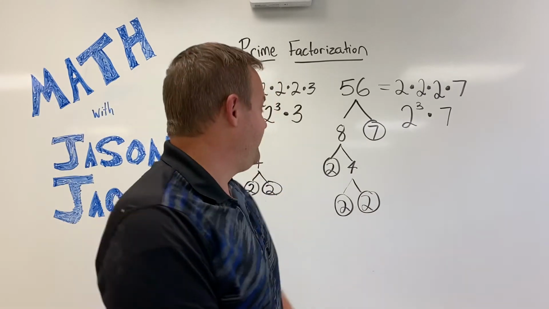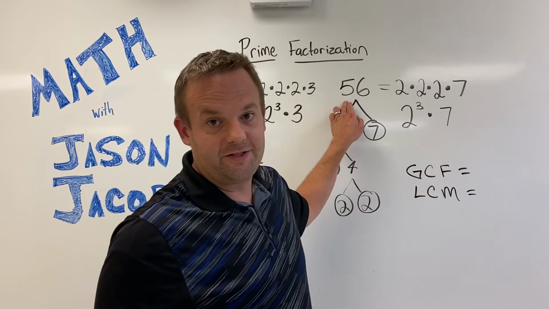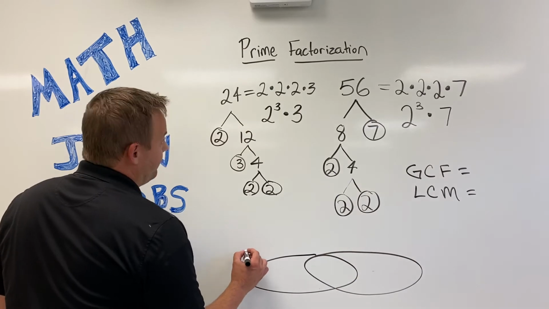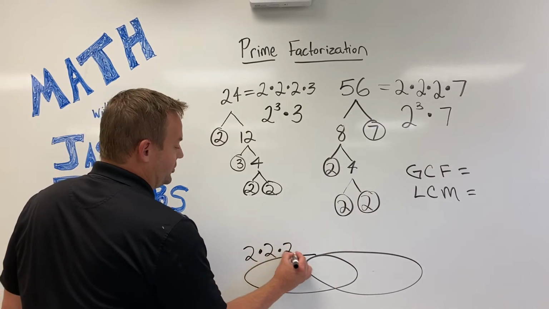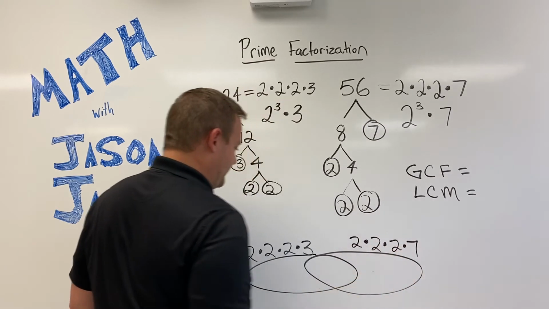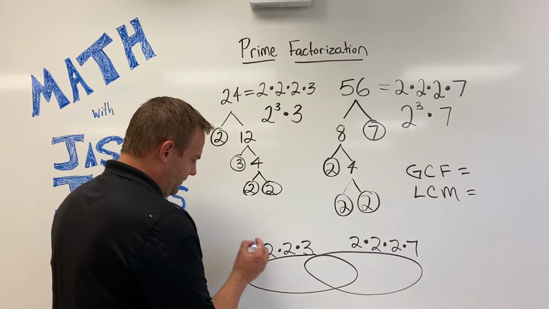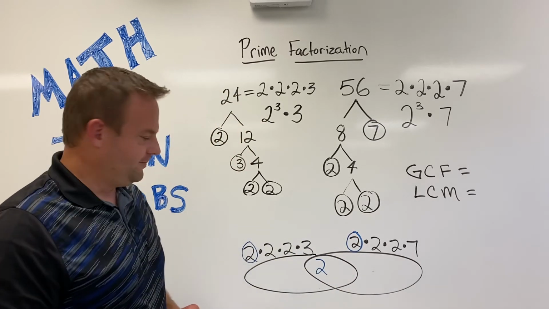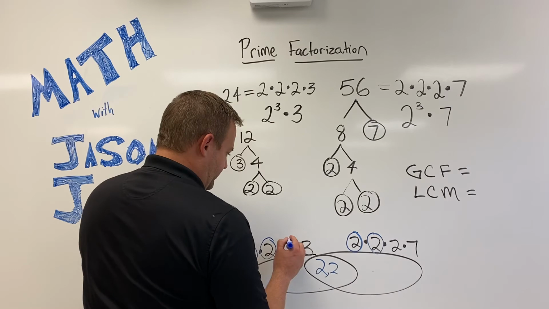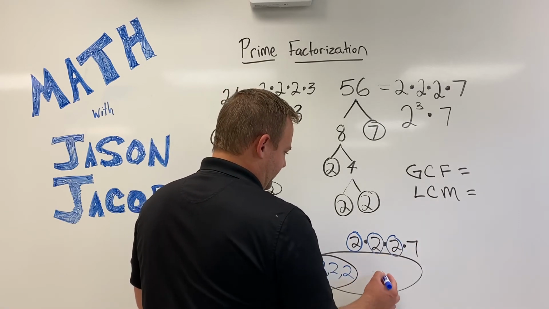All right, so now what if you wanted to find the greatest common factor and least common multiple of 24 and 56? Well, let's do it now. I'm going to make a Venn diagram. 24 was 2 times 2 times 2 times 3. And 56 was 2 times 2 times 2 times 7. Now, we want to find which prime factors they have in common. Well, there's a 2 here and a 2 here. So that's 1, 2 in common. Oh, look, there's another 2. So they have 3 2s in common. Now this 3 is not in common because there's not a 3 here. And this 7 is not in common.